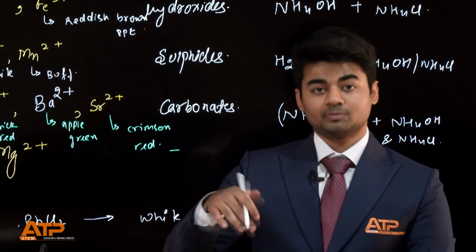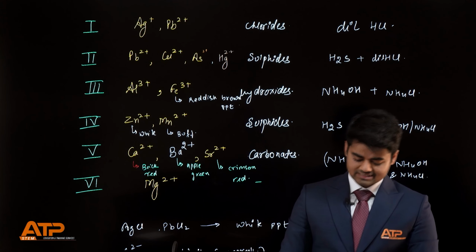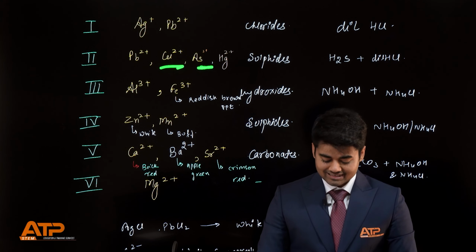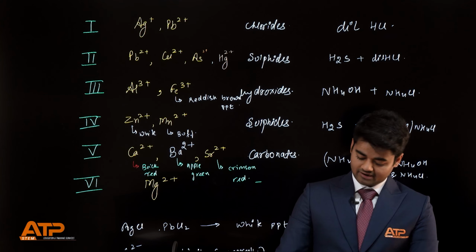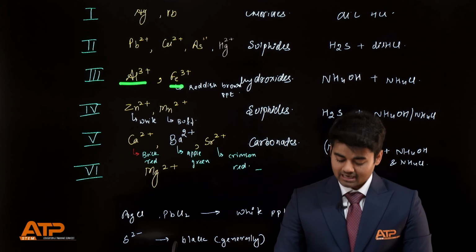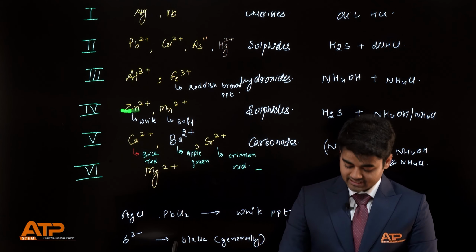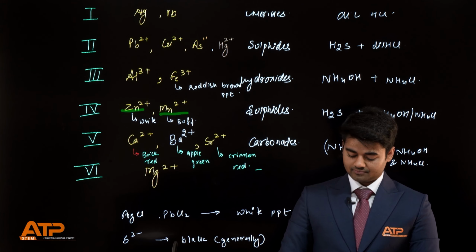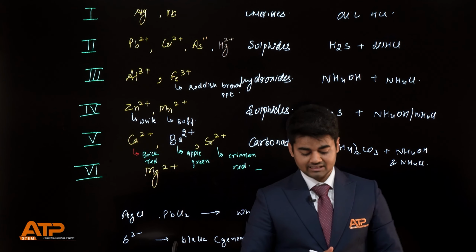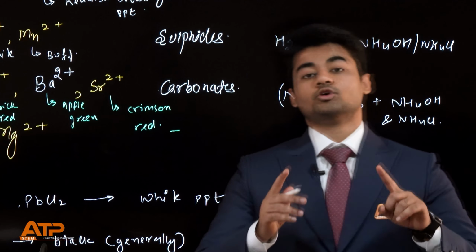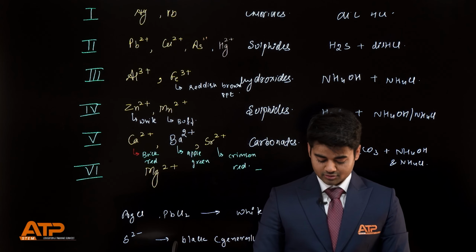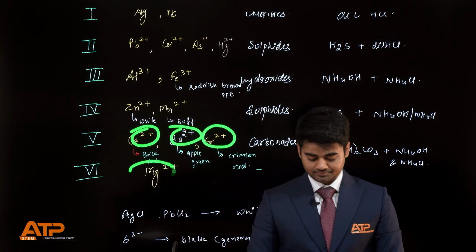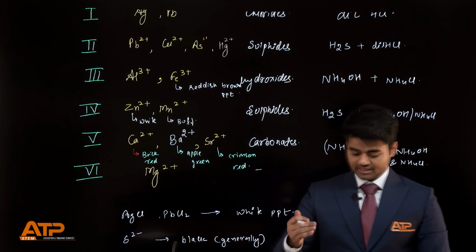Group 2, oh, Pb2 plus reappears here. We will see why. Copper 2 plus, arsenic 3 plus, Hg2 plus, mercuric ion. After that, we have aluminium 3 plus, iron 3 plus, Zn2 plus, Mn2 plus, manganese ion. Then we have group 2 of the periodic table, alkaline earth metals. So calcium, barium, strontium, and magnesium is in group 6.